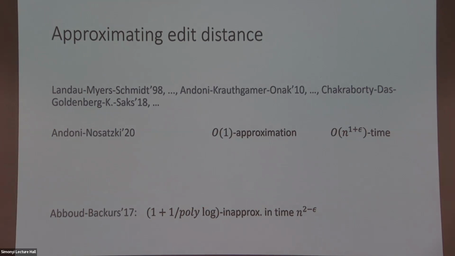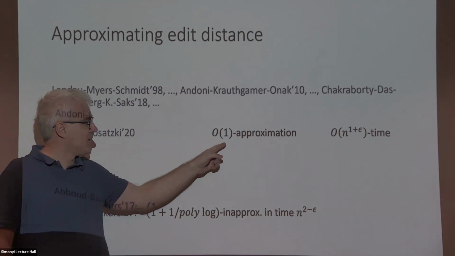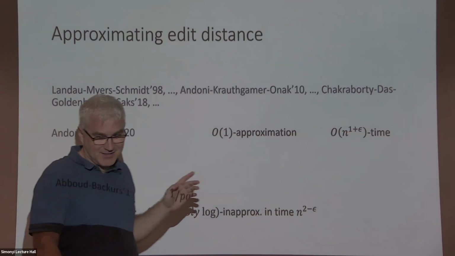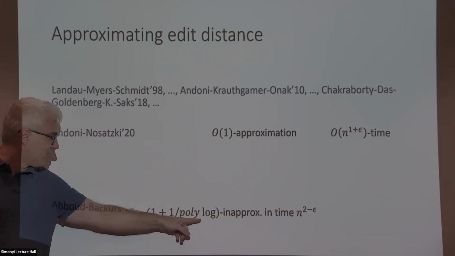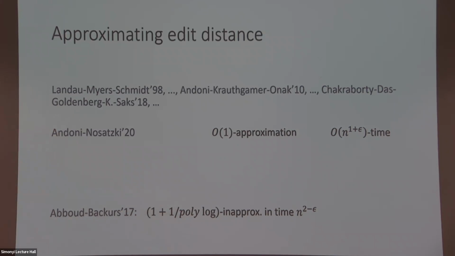The approximation factor, this O(1), depends on epsilon, and the dependence is really bad. It's doubly exponential. And we don't know whether you can do 1 plus epsilon approximation in subquadratic time. That's still open. As I said, there is some small result: you can approximate to 1 plus 1 over polylog unless something happens. So there are some bounds on approximation.